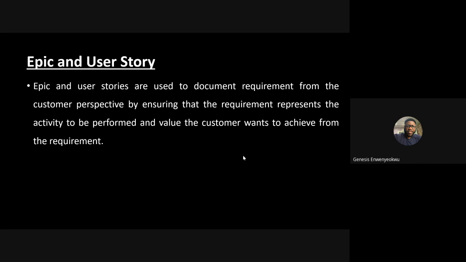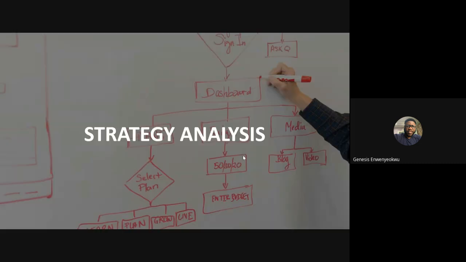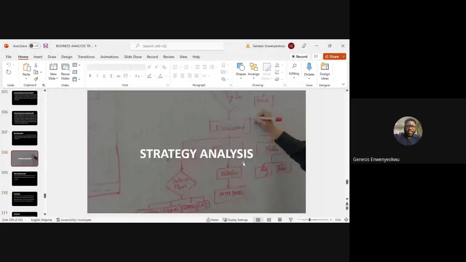Another documentation format we have is the epic and the user story. The epic and the user stories are used to document requirements from the customer's perspective, ensuring that the requirement represents the activity to be performed and the value the customer wants to achieve from that requirement. Another one we also have is the use case specification, but that comes inside the functional requirements.